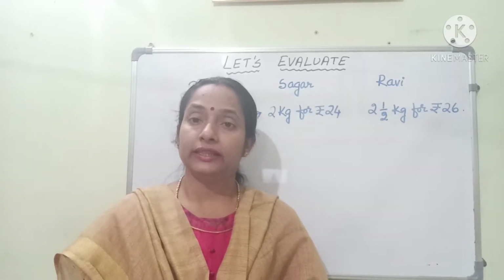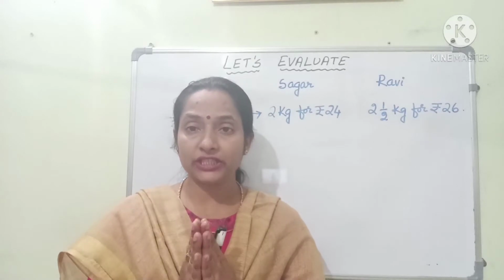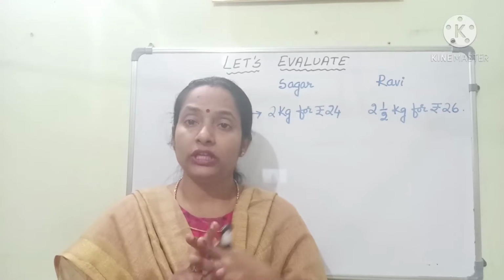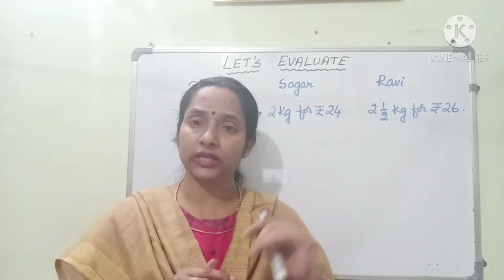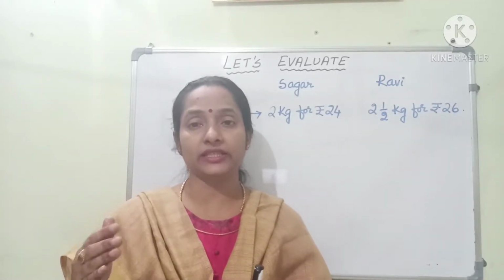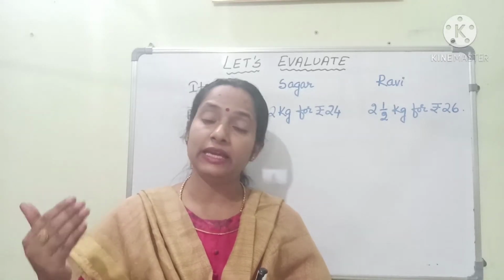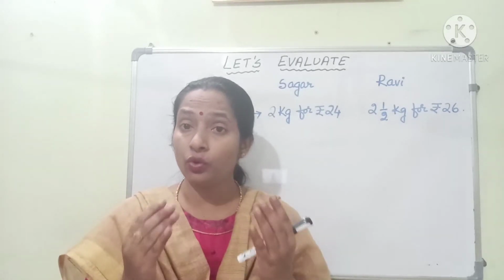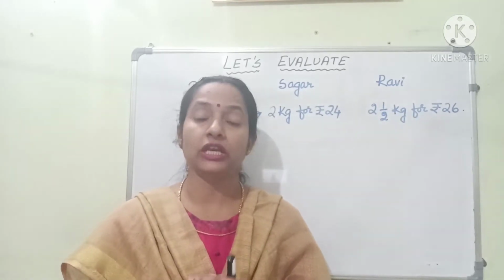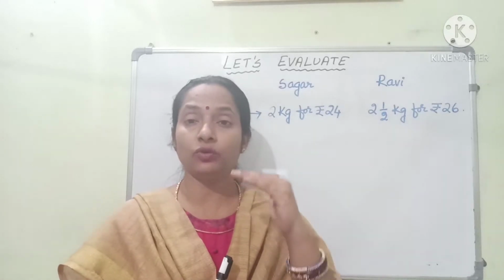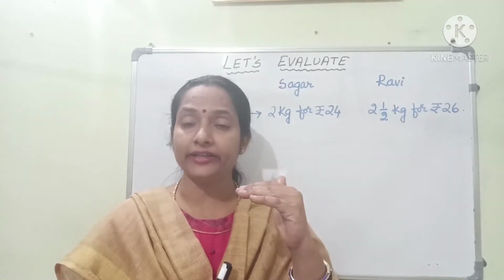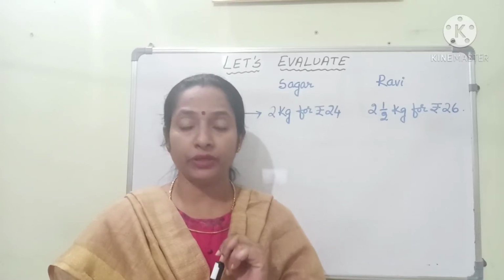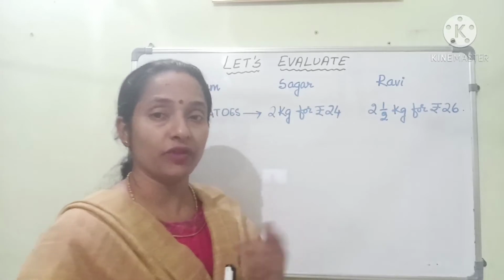So here they went to the market and purchased separately. They didn't do the marketing together. Sagar bought the items at one cost, whereas the same items were bought by Ravi at some other cost. Now we have to find out who bought the items at cheaper cost. For this, let us find out one by one. Each item is purchased by which person at cheaper price, that we will find out.